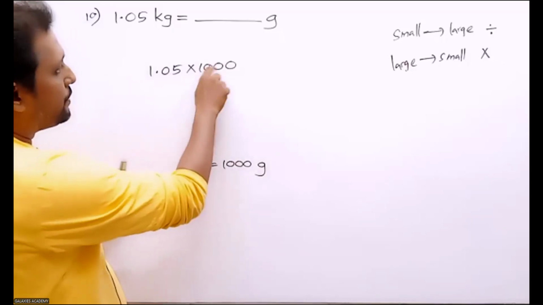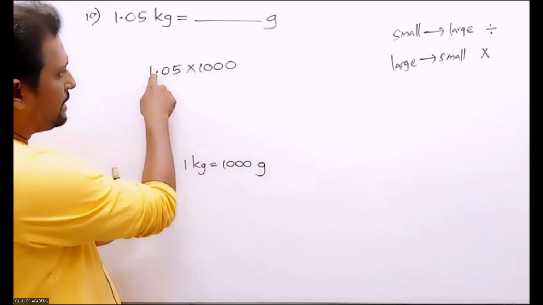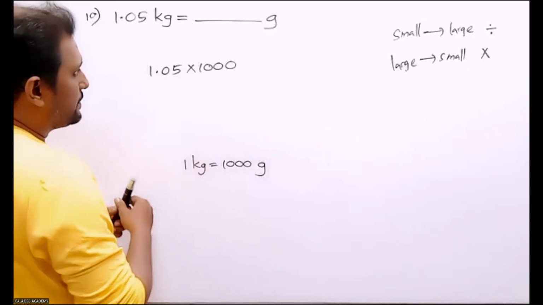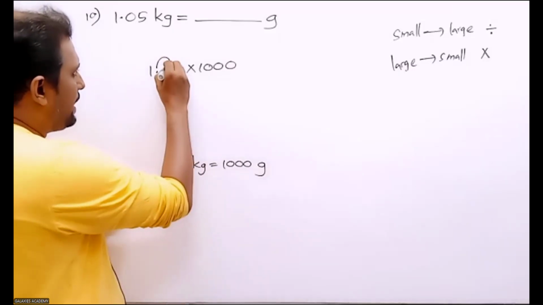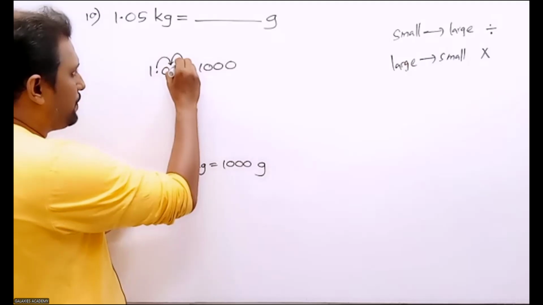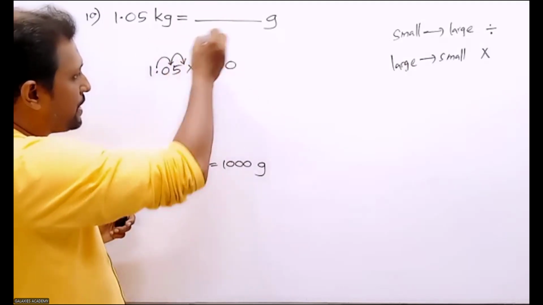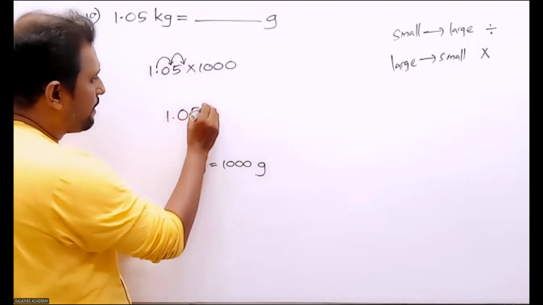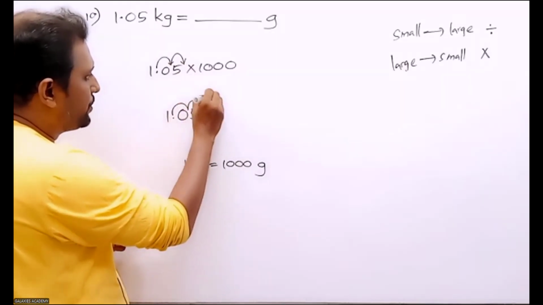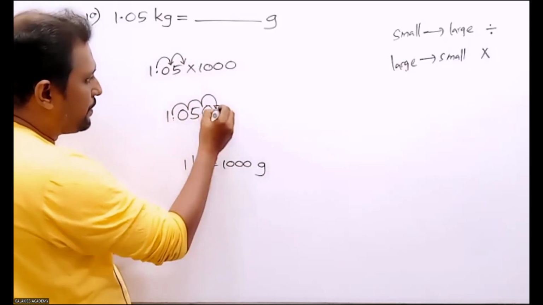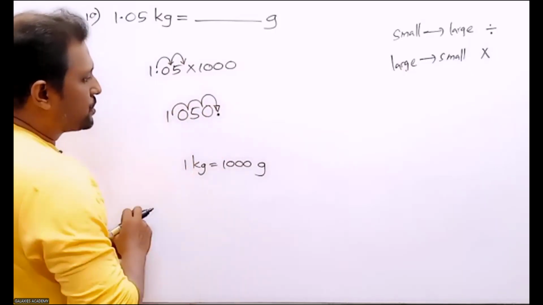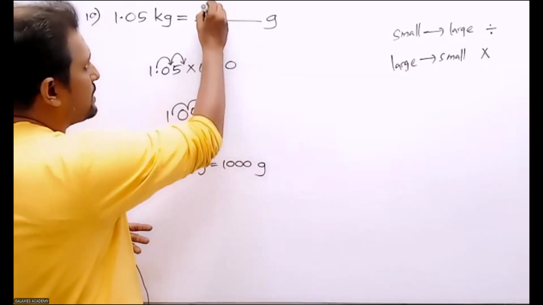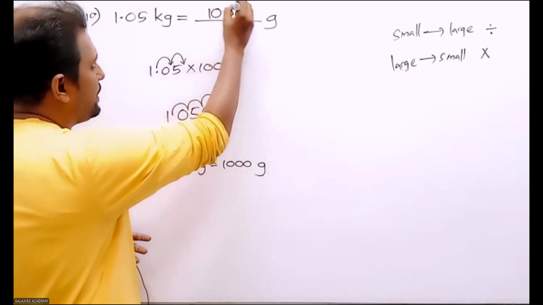Right? Then 3 places you have to take this decimal point towards your right hand side. Right, now look at 1 place, 2 places, then another place you have to go, then you can put zeros here. 1, 2, 3. So this decimal point you have to keep here. So what is the answer? 1050. Right, so the answer is 1050 grams.